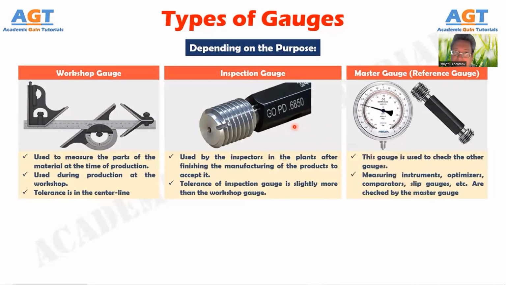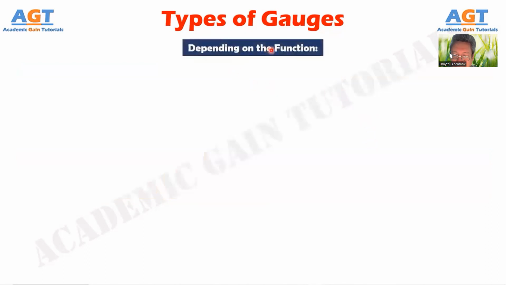All the other gauges are checked by this gauge, so this gauge is called the master gauge. It is very useful because the efficiency of the other gauges depends on the master gauge. If the master gauge cannot check the other gauges or instruments properly, then those gauges and instruments cannot give accurate results. Number 3, depending on the function.